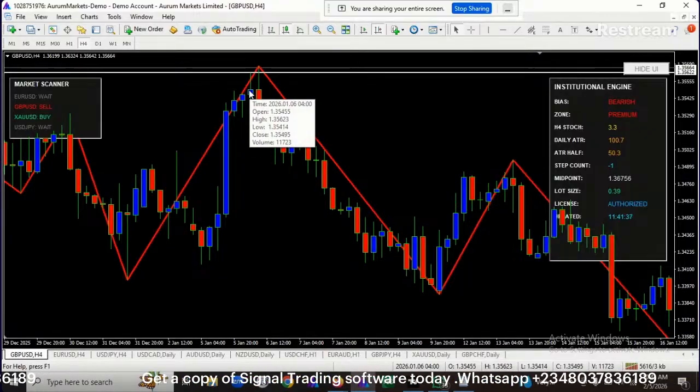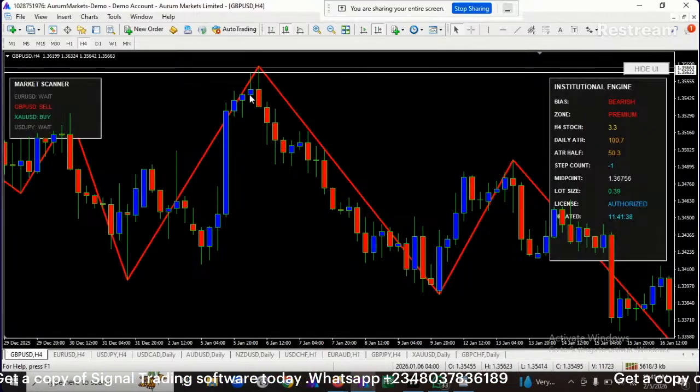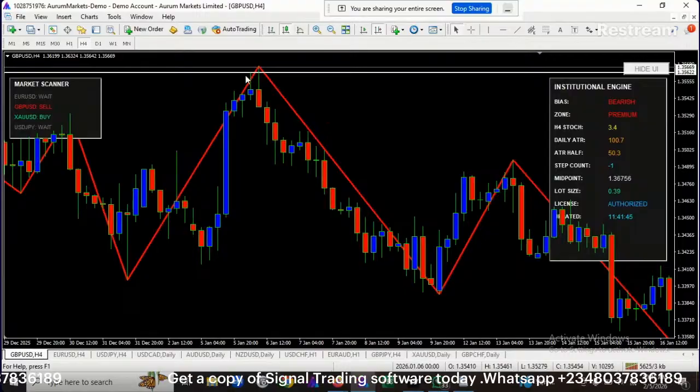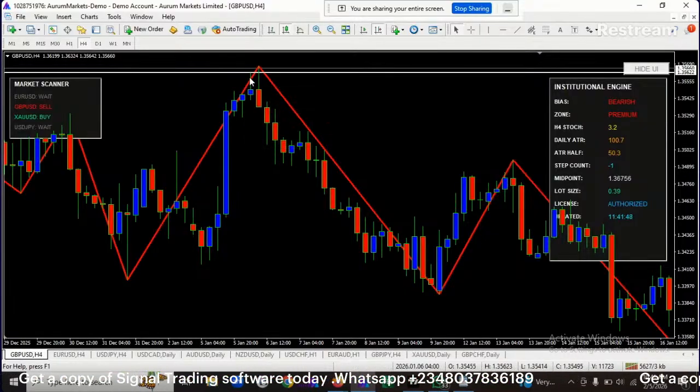And what did they do? You can even look at the time. The timing also is very important. You can see the time this formed. This was in Asian session. So the normal retail traders have executed sell after the formation of this candle in Asian session.